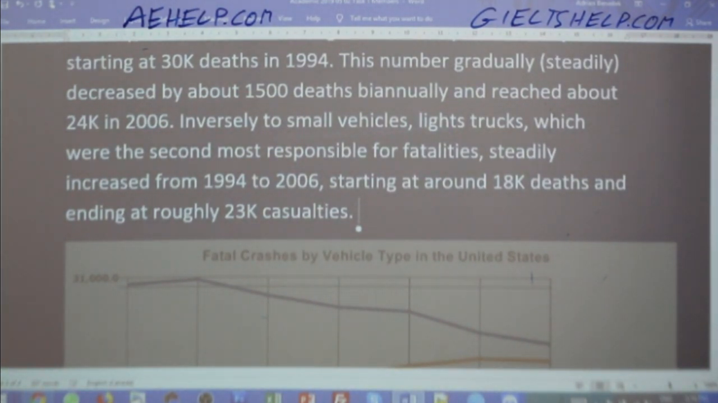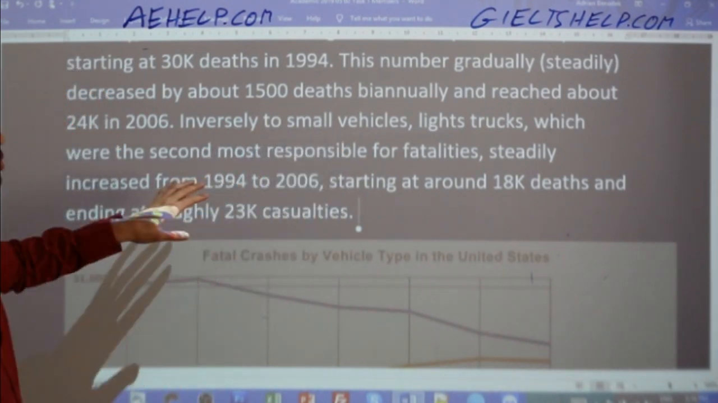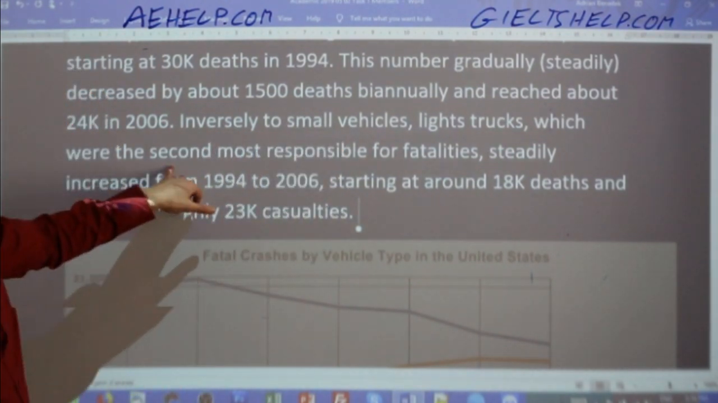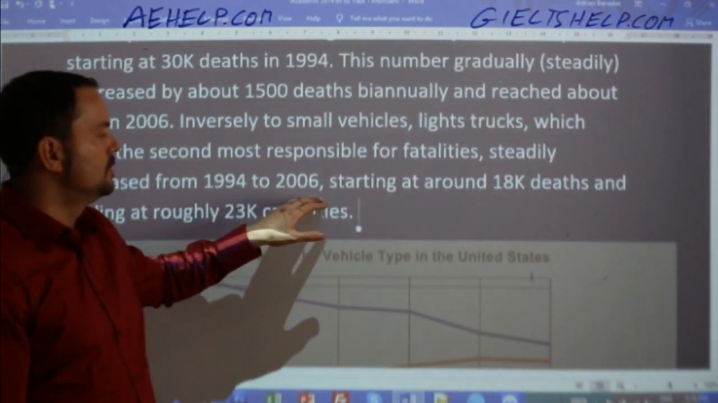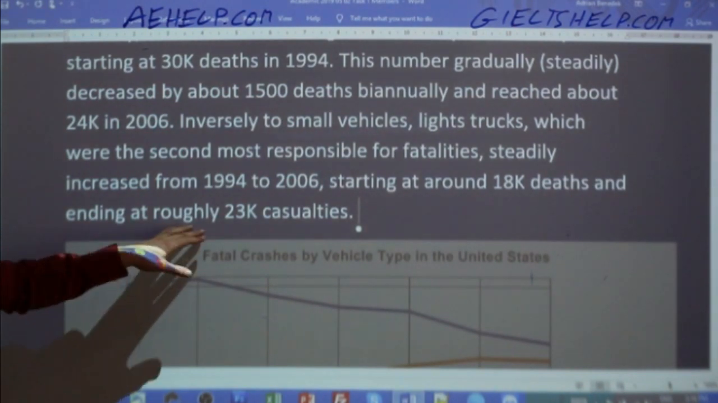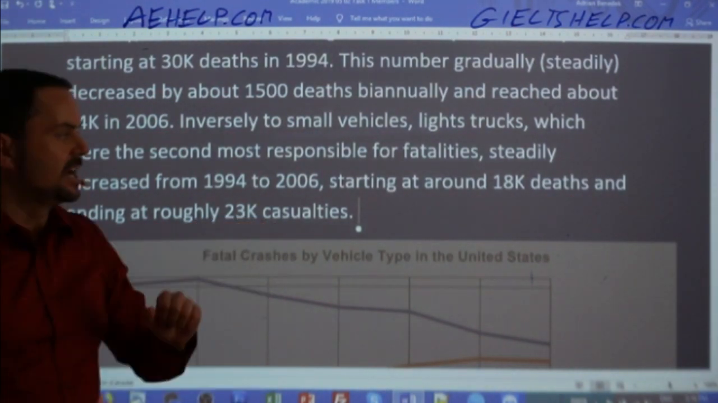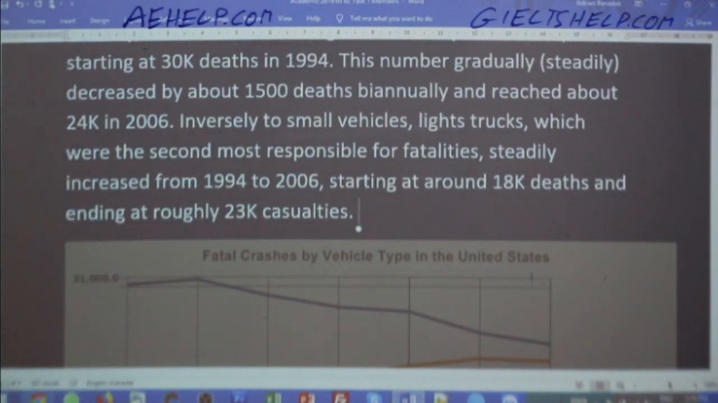All right. So again, my sentence, inversely to small vehicles, light trucks, which were the second most responsible for fatalities, steadily increased from 1994 to 2006, starting at around 18,000 deaths and ending at roughly 23,000 casualties. Okay. All right.